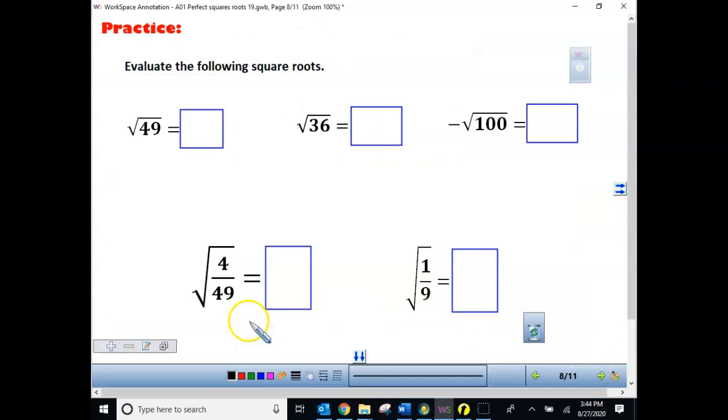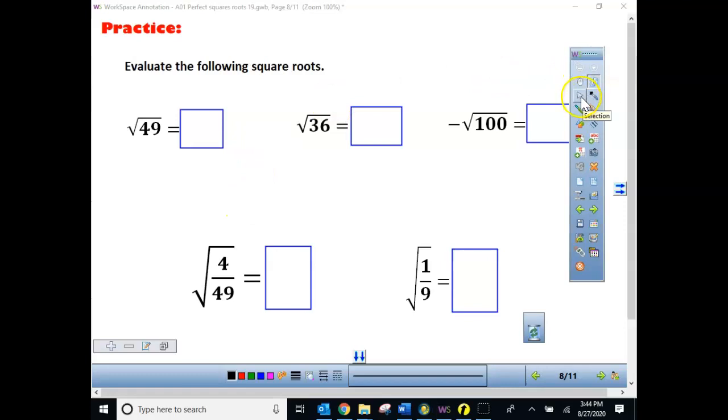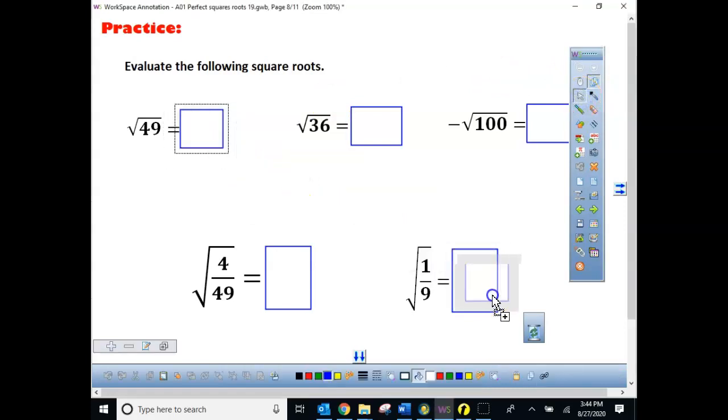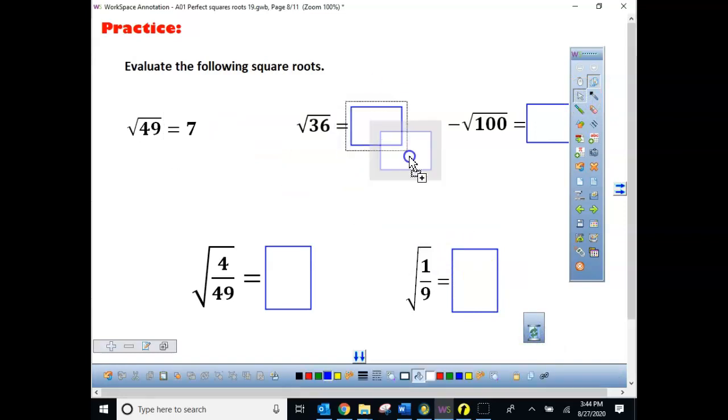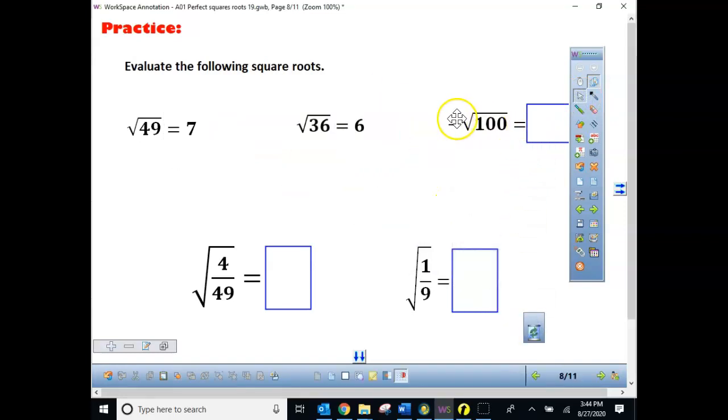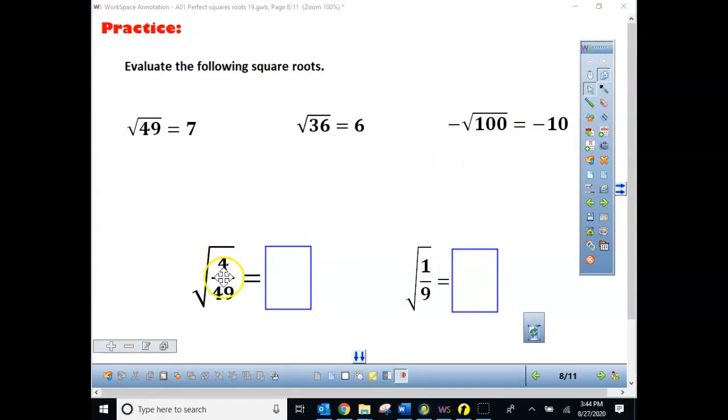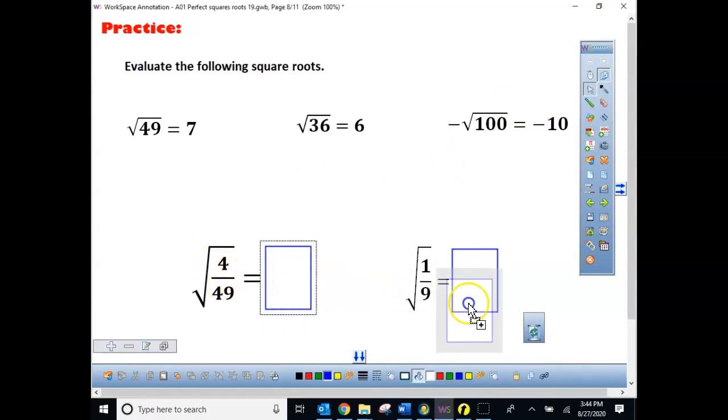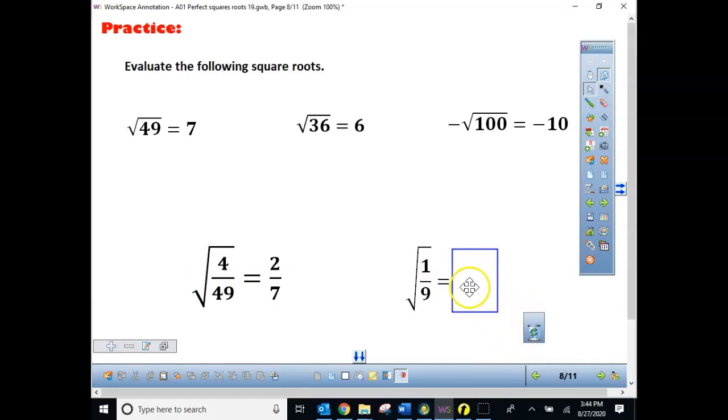So right now, on your notes, you should be filling in, and I would like you to try these and just pause the video and answer the questions, and then you're going to see me answering them. The first one, square root of 49, 7. Square root of 36, 6. Negative, the opposite, of the square root of 100, negative 10. Notice these next two are fractions. You're going to keep the answer as a fraction. So square root of 4 is 2, square root of 49 is 7, 2 sevenths. Square root of 1 is 1, square root of 9 is 3, 1/3.